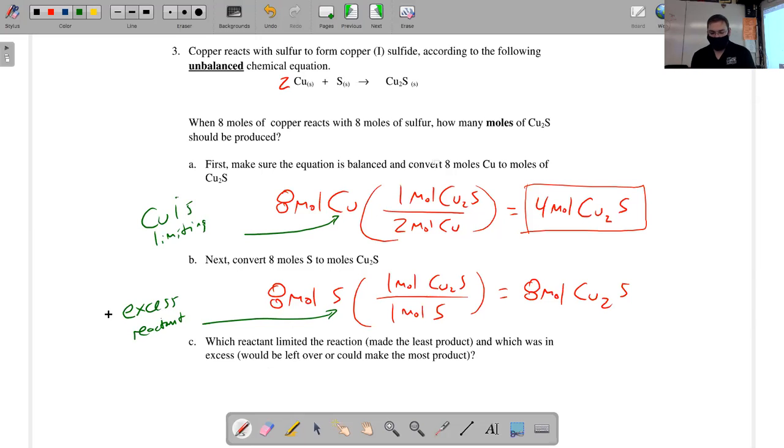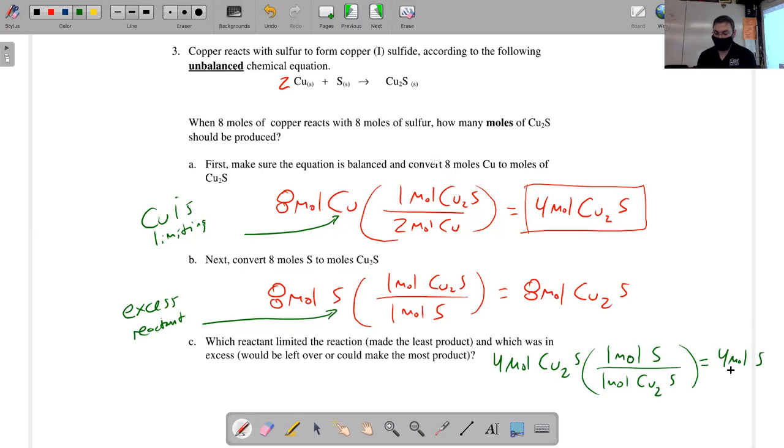And the way to solve that problem is because we know that you can make 4 moles of copper sulfide with the amount of copper that's present. To figure out how much sulfur is necessary, you could take the amount of actual product that's formed, 4 moles of copper sulfide, and convert that back into amount of sulfur. For every 1 mole of copper sulfide that's formed, we need 1 mole of sulfur. So 4 moles of sulfur ends up getting used.